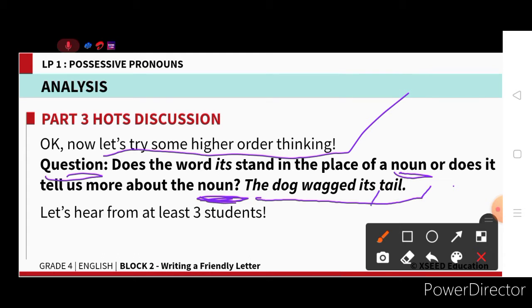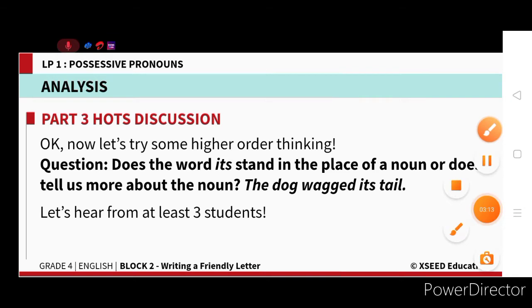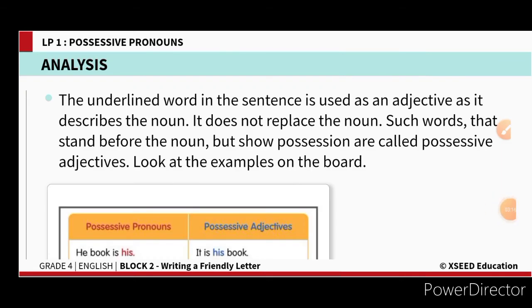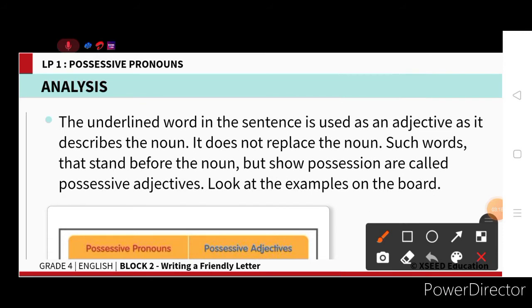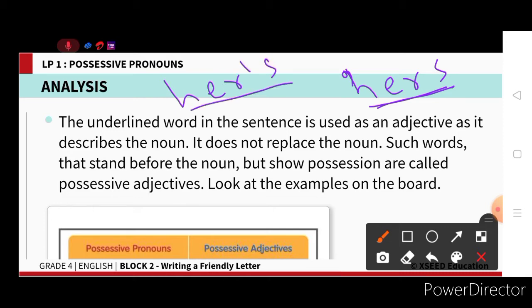So what is this its? Is it a possessive pronoun or is it an adjective? Let's see. I was telling you that possessive pronouns don't have the apostrophe, like hers. If it is an adjective, then we put the apostrophe. But here is a special case: the dog wagged its tail. So is its a possessive pronoun or an adjective?